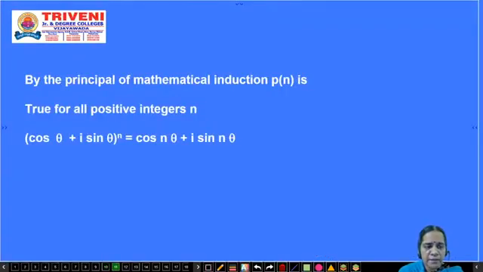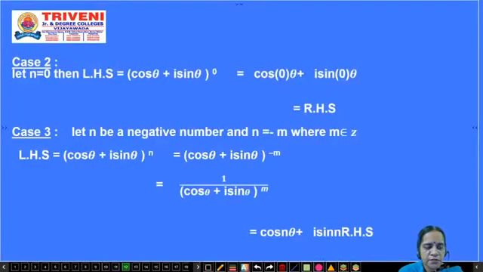Next, by mathematical induction, P of n is true for all positive integers n: (cos theta plus i sin theta) whole power n is equal to cos n theta plus i sin n theta. This is case 1. Next, case 2.